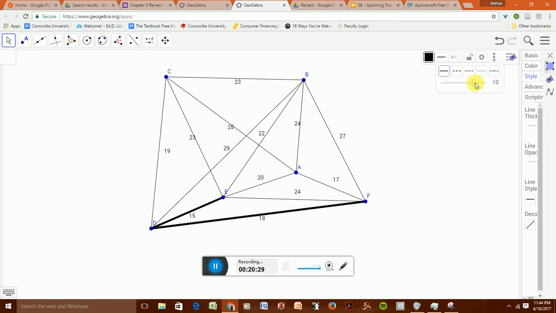Now we still have some unused edges. We're looking at either from D, from E, or from F. What is the next lowest segment that we have? In this case, it will be from F to A. So we include that as well.